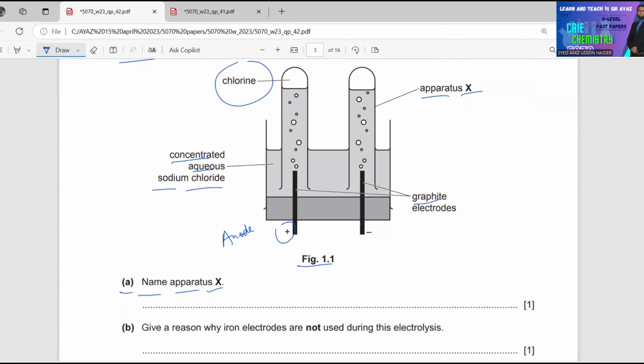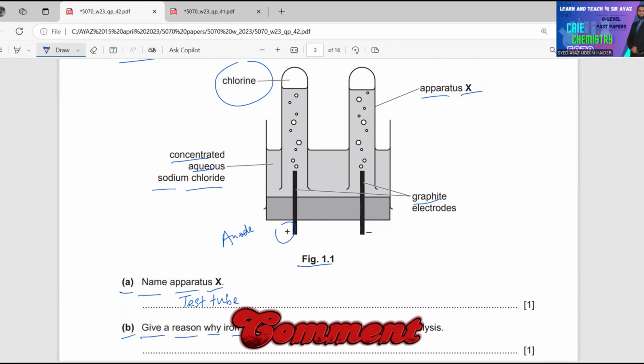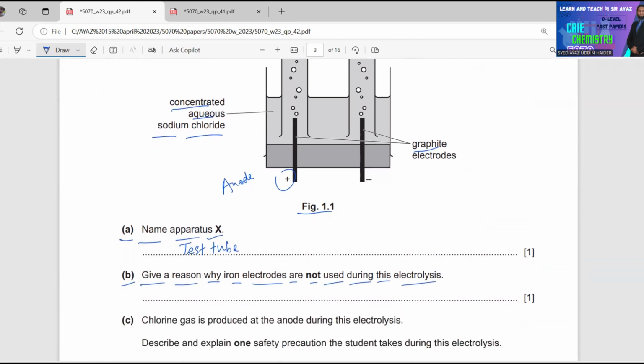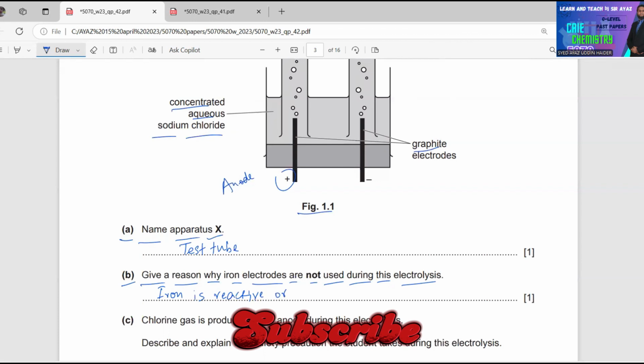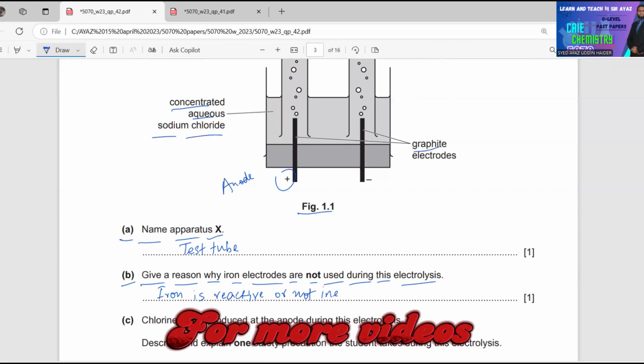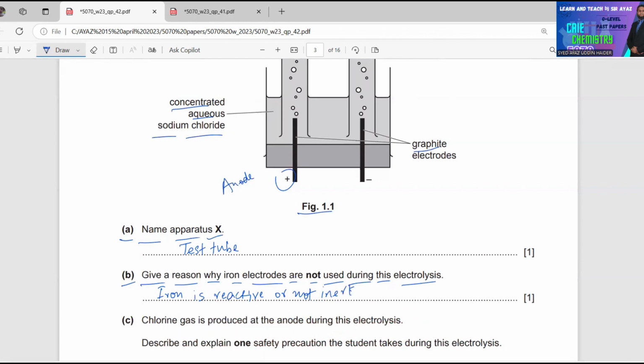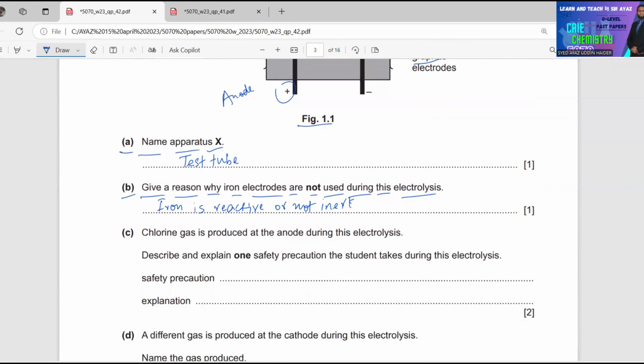A, name apparatus X. Now these are the inverted test tubes. So you write test tube. B, give a reason why iron electrodes are not used during this electrolysis. You all know that iron is reactive metal. So you can simply write it's not inert or reactive. Iron is reactive or not inert. Inert means unreactive.